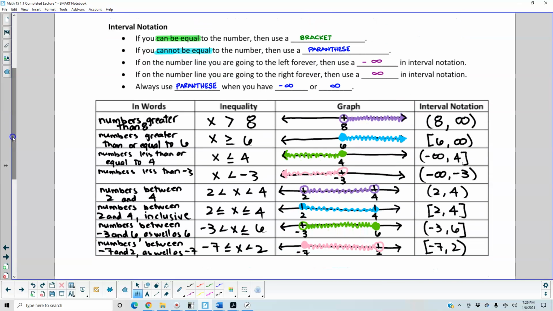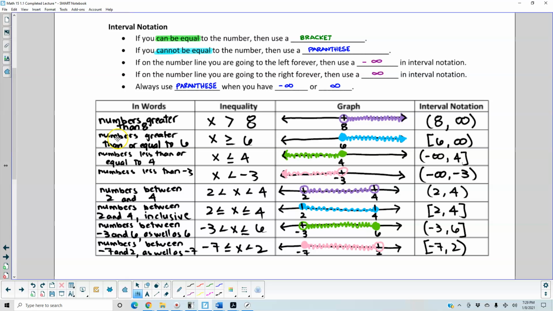So let's take a look at, in words, what the inequality would look like, and what it would look like when it's graphed and in interval notation. Numbers greater than 8. The inequality would be x is greater than 8. The graph would have an open circle at 8 and going towards the right. The interval notation would have a parenthesis 8, comma, positive infinity with a parenthesis.